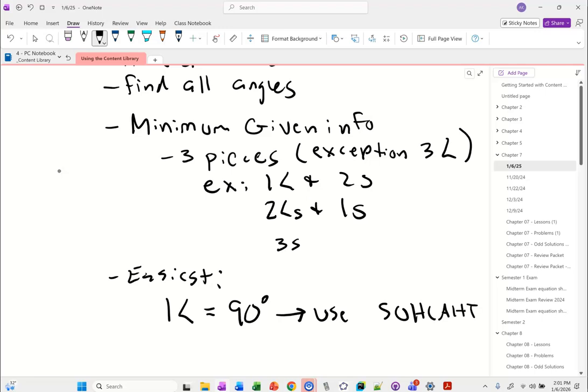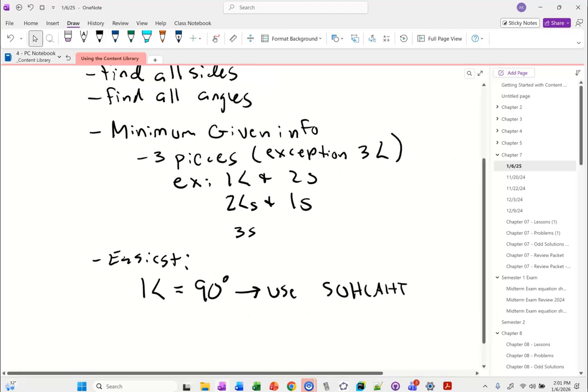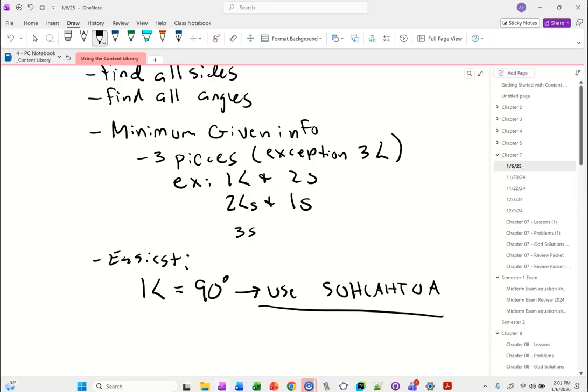We can just do SOHCAHTOA. If you're given an angle that's 90 degrees, just SOHCAHTOA that stuff. Let's do a couple of examples to remind you how that goes.